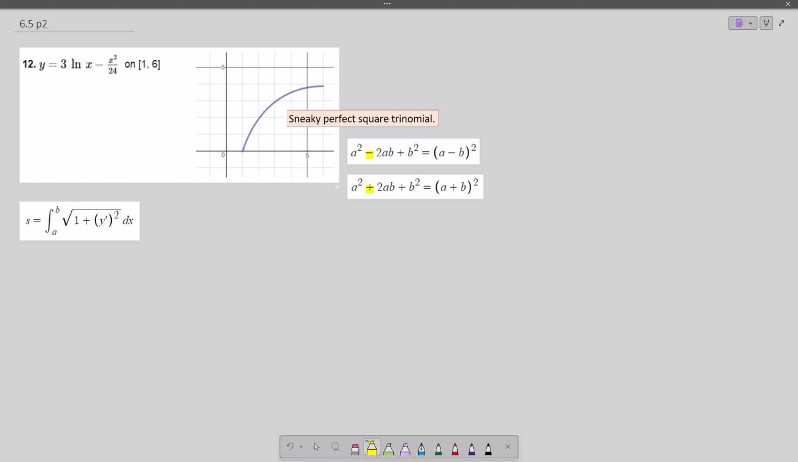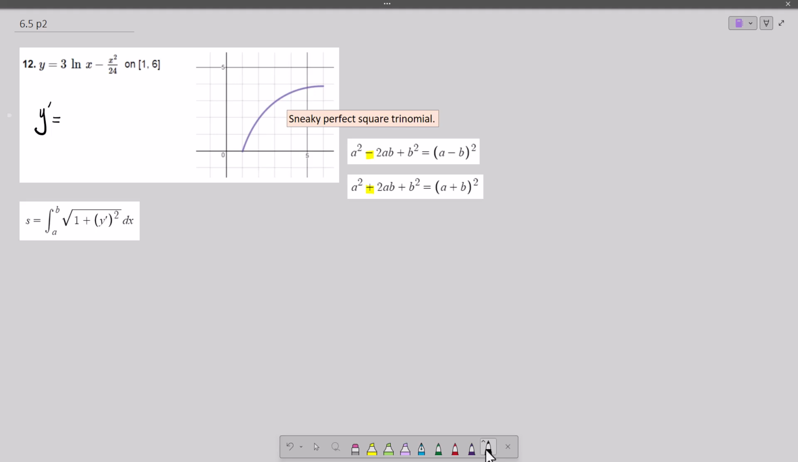So, let's take a look at this function. I've got this curve. You would never be asked to graph something this bizarre looking. It would be given to you. You should be able to take its derivative though. Y prime. So we know with our new arc length formula, we always need the derivative of y.